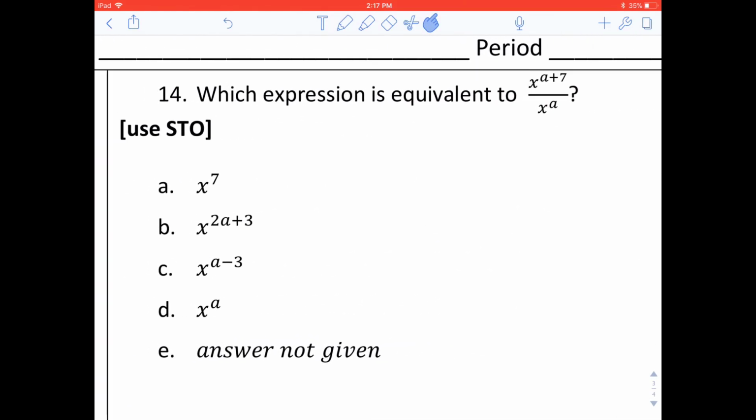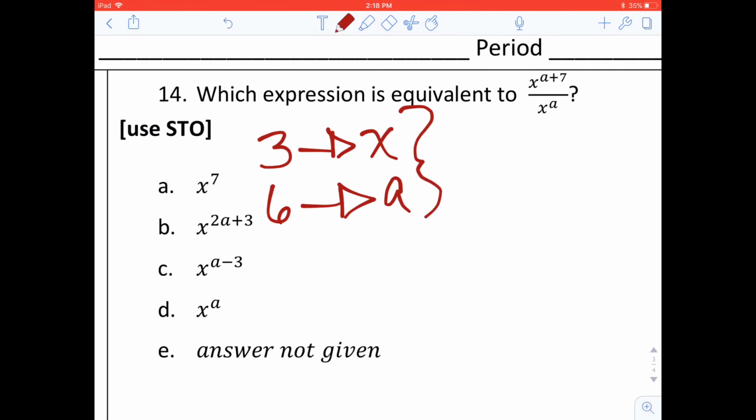14, which expression is equivalent to, and I'm actually going to use STO, but I'm going to do STO on paper instead of doing it on the calculator so you can see how it works. So if it were me, I would pick a random number like 3, and we're going to STO it to the letter X, and maybe you use 6, and we're going to STO that to the letter A. So we would do that in the calculator. Then we would type this in, and it would give me a random output, and then we would type in letter A, and that would be our answer. We would get a match there. But let me show you what that looks like on paper here.